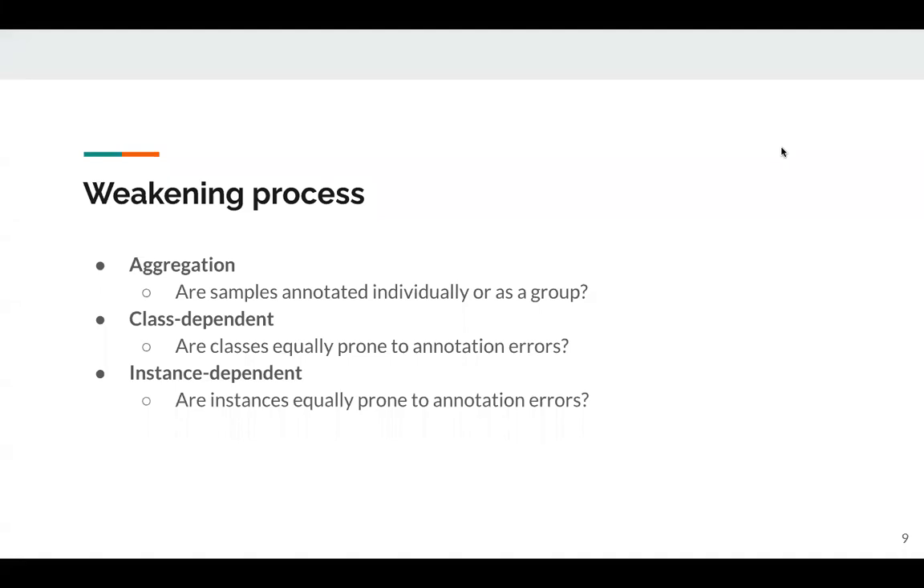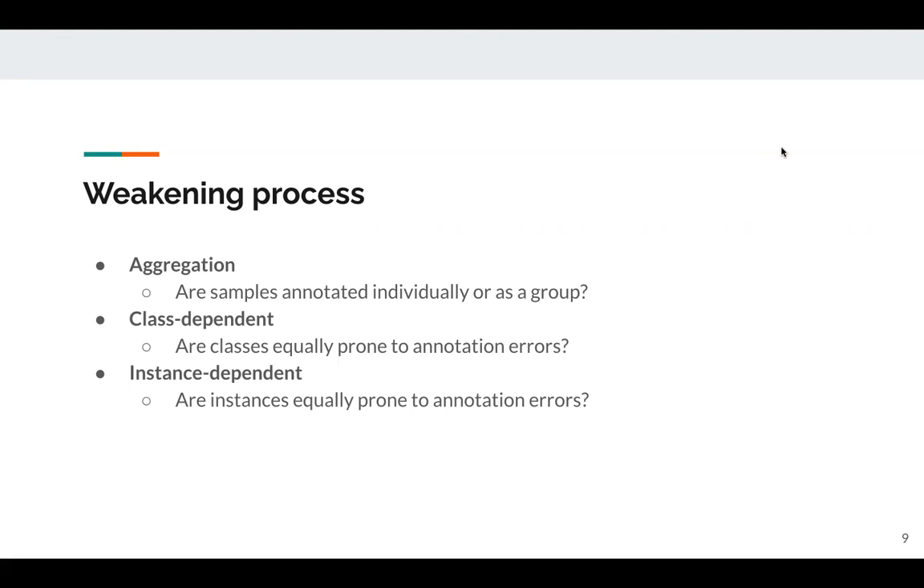We now discuss the last category, the weakening process. This category has 3 dimensions. So far, we have assumed that every instance is associated with its own annotation. For example, one annotation for every image. This might not always be the case though. For example, we might know that a person's face is present in a video, but we might not know in which particular frame. In this example, we say that the group of instances, the frames, are annotated as a group. This is the dimension of aggregation, which we'll discuss more about later.